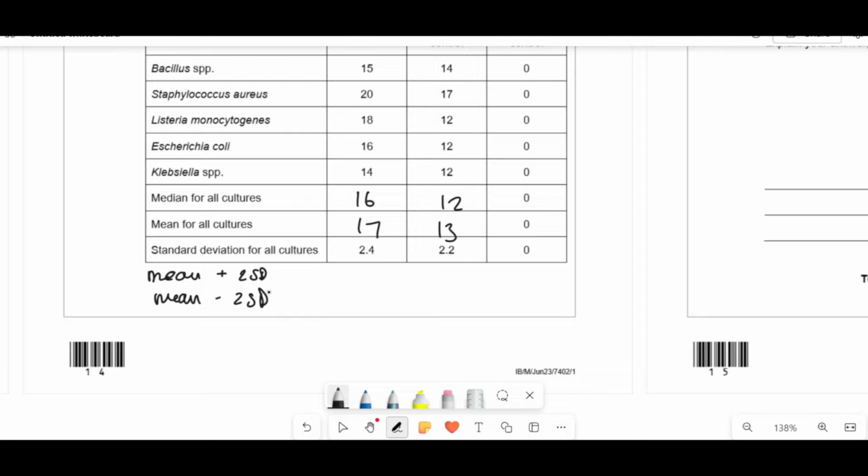Because that's what we're trying to look for, is there overlap between these. If we do that, we'll have this plus 2 lots of that, and this minus 2 lots of that, and so forth. So for this first one, we would have 21.8 and 12.2. Here we would have 17.4 and 8.6. And then obviously here, 0 is 0, right?